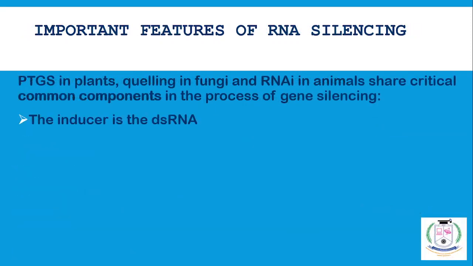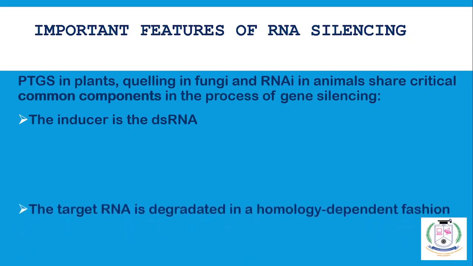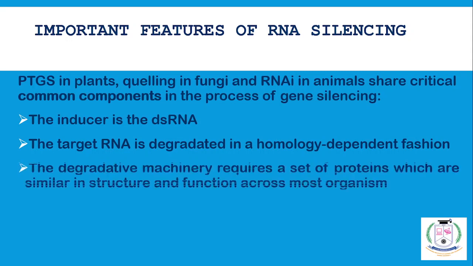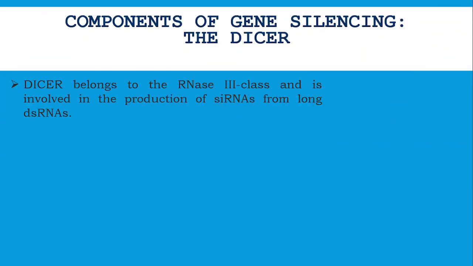The important features of RNA silencing, though it is PTGS in plants, quelling in fungi, RNAi in animals, they share critical common components and features in the process. The inducer is essentially a double-stranded RNA molecule. The target RNA, that is your mRNA, is degraded in a homology-dependent fashion. And the degradative machinery requires a set of proteins which are similar in structure and function across most organisms.